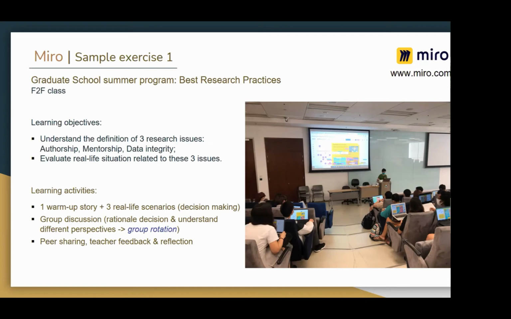Then students will discuss and give a rationale for the decision as a group, to understand as many different perspectives as possible. To help students understand more perspectives, the teacher wants to do something called group rotation. In each scenario, the students will be grouped with different classmates in the group discussions, so that they reach as many different students as possible.